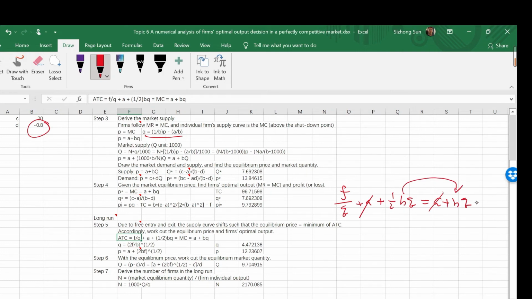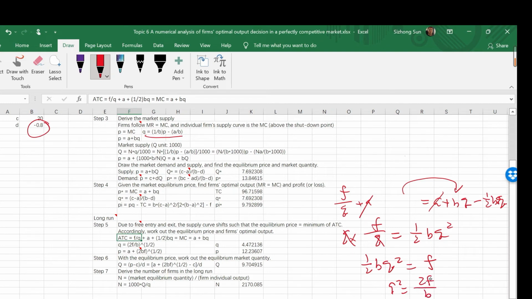So BQ minus 1/2 BQ. So we get F over Q is equal to 1/2 BQ, or multiply both sides by Q. So this cancels out this. So 1/2 BQ squared is F, or Q squared is 2F divided by B. So Q is the square root of 2F divided by B.